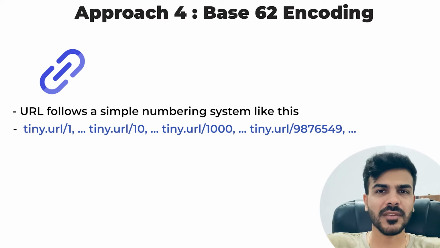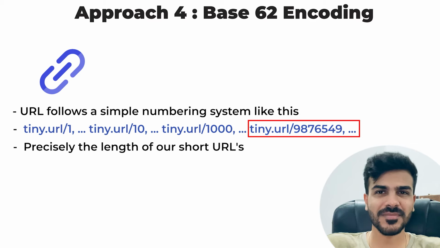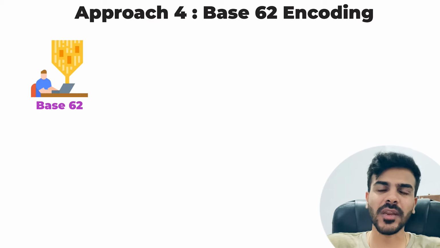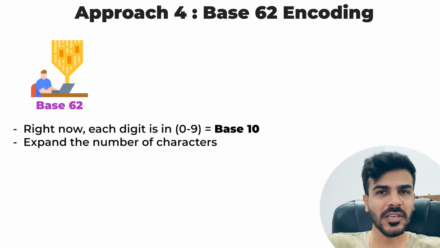But as we keep going, the length of our URLs grows. Precisely, the length of our short URLs becomes longer, so they start looking less short. So what can we do to keep the URLs short while still being able to generate a ton of them? This is where base 62 encoding comes in. Currently, each digit in our URL is based on base 10, meaning each character is a number between 0 and 9. But what if we get creative and expand the number of characters that we can use?